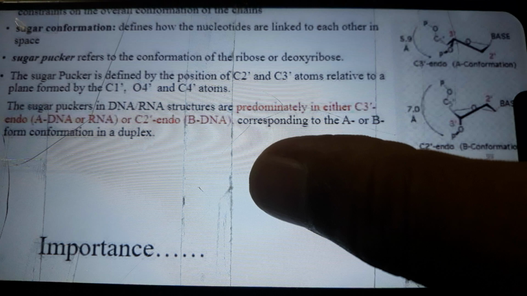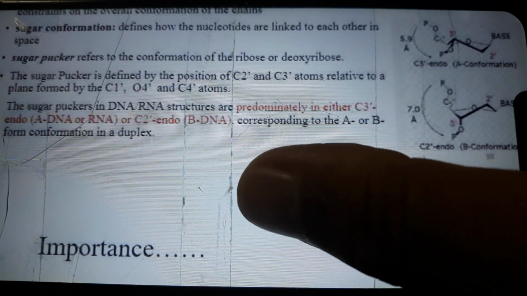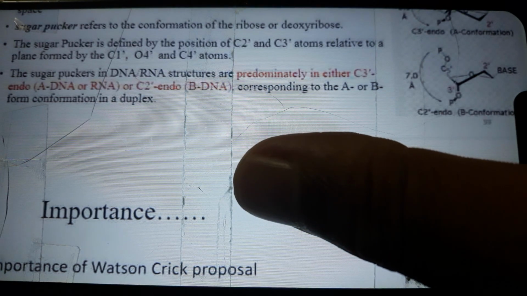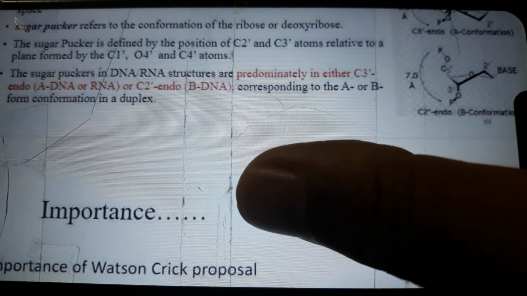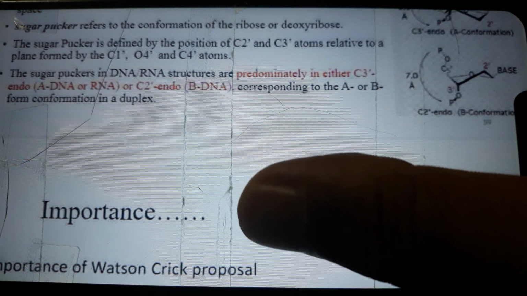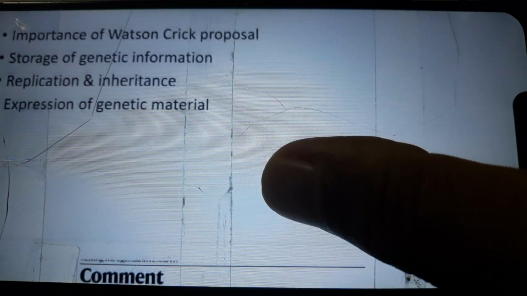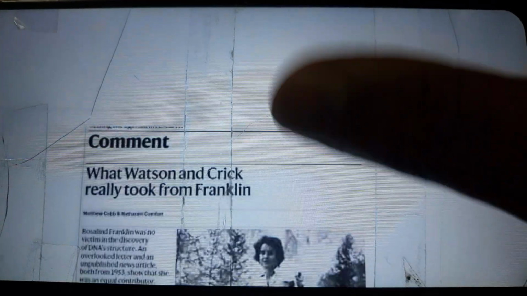Sugar pucker refers to the conformation of ribose or deoxyribose. Sugar conformation defines how the nucleotides are linked to each other in space. The sugar pucker is defined by the position of the C2 and C3 atoms relative to a plane formed by the C1, O4, and C4 atoms. The sugar puckers in DNA and RNA structures are predominantly either C3 endo or C2 endo. Importance: storage of genetic information, important to Watson and Crick's proposal, replication, inheritance, expression of genetic material.